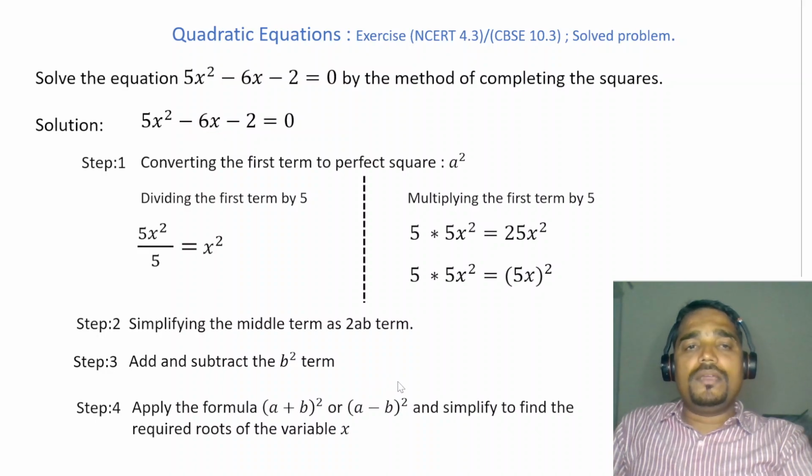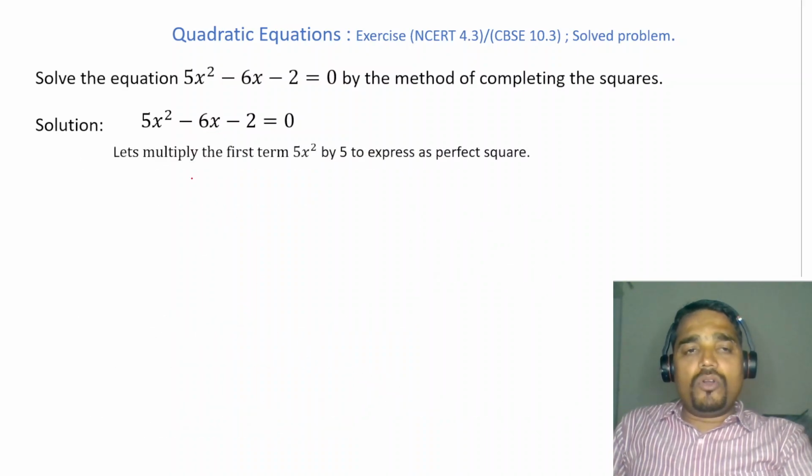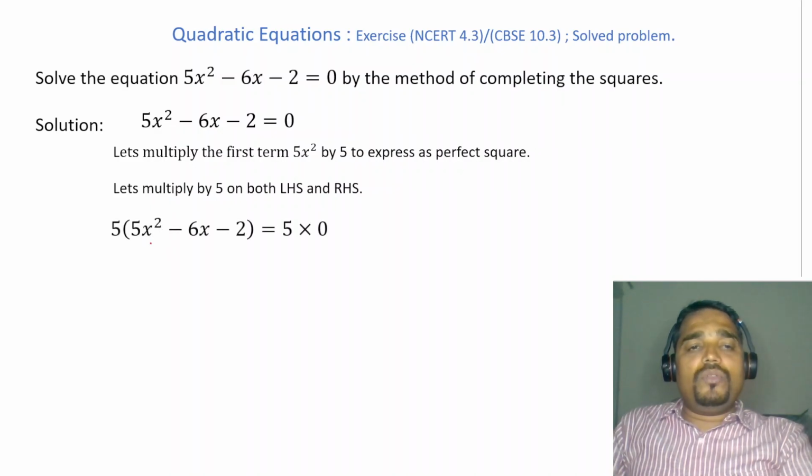Now we will proceed and solve the problem. In order to solve, let's multiply the first term 5x square by 5 so that it is expressed in the form of a perfect square. In order to multiply the first term by 5, let us multiply both LHS as well as RHS by number 5. Upon multiplication, 5 is multiplied to the entire equation on LHS, and on RHS it is multiplied to 0. To simplify the RHS, any number multiplied by 0 is equal to 0.